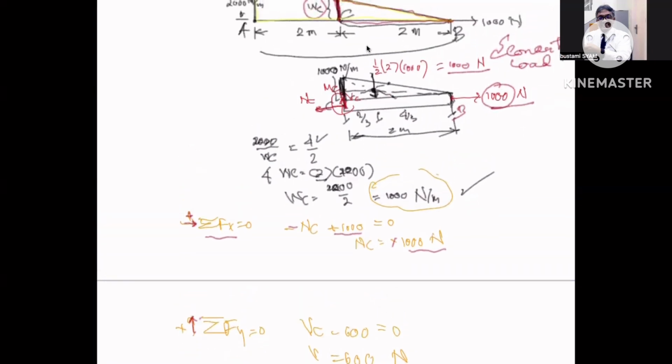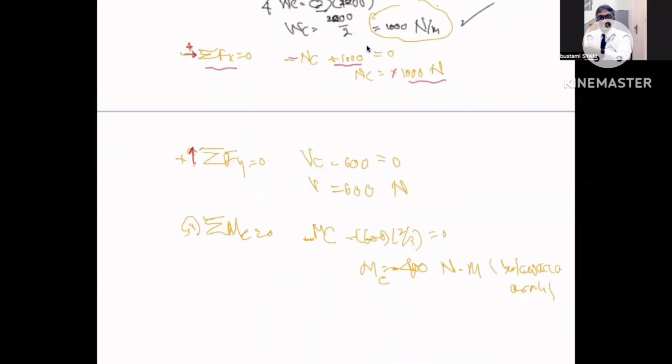And then due to the triangular concentrated load, the negative direction of y. So, okay, let me correct this one also. This is supposed to be 1,000, right? So VC equal 1,000 Newton.